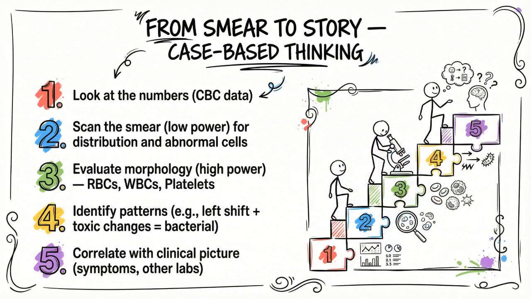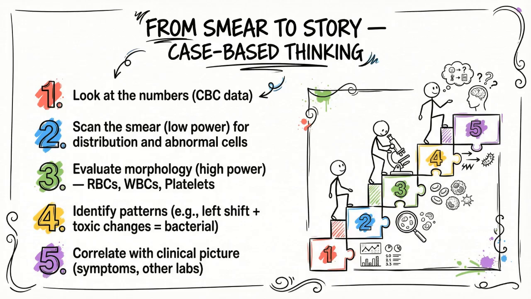So, how do we navigate these sometimes messy patterns? Let's put together a systematic approach to smear interpretation. When you sit down at the microscope with a peripheral blood smear and a CBC, here's the framework I want you to use. Step 1. What is the total WBC count? Is it elevated, decreased, or normal? Step 2. Which cell type is driving the change? Is it neutrophils, lymphocytes, monocytes, eosinophils?